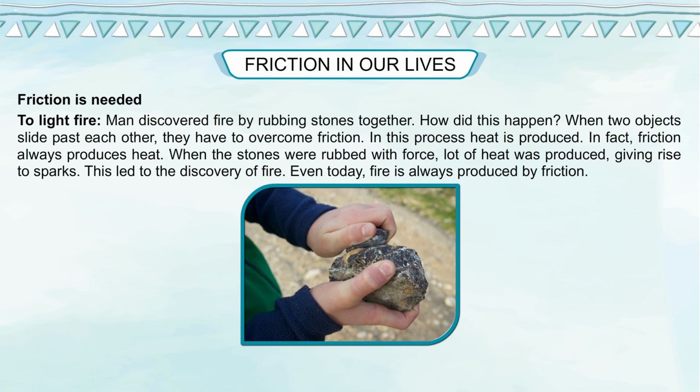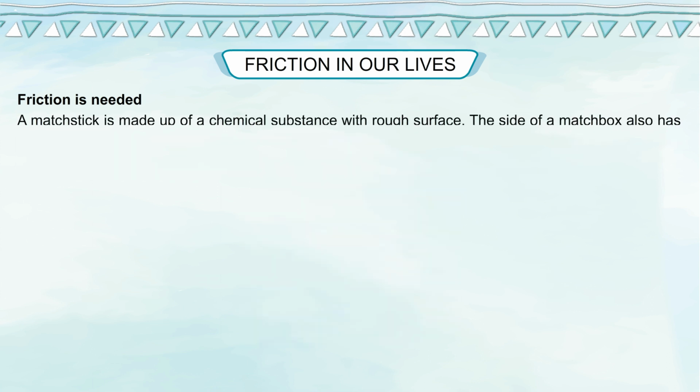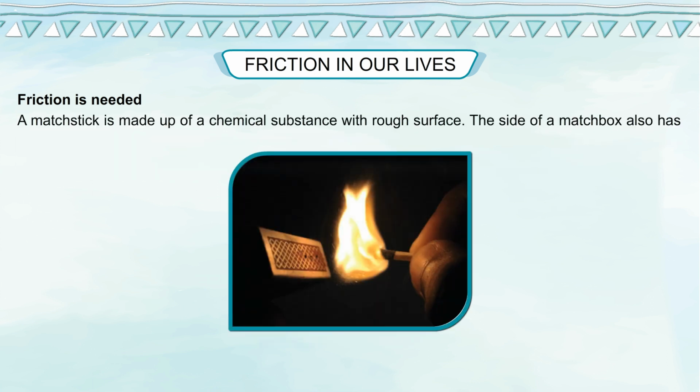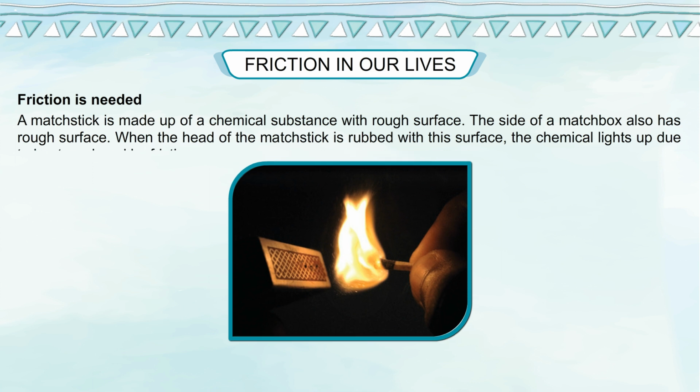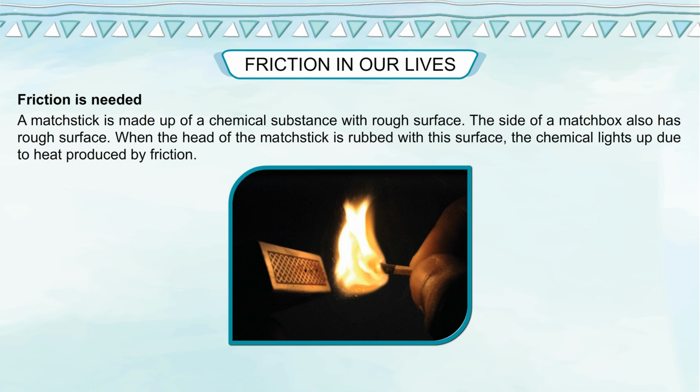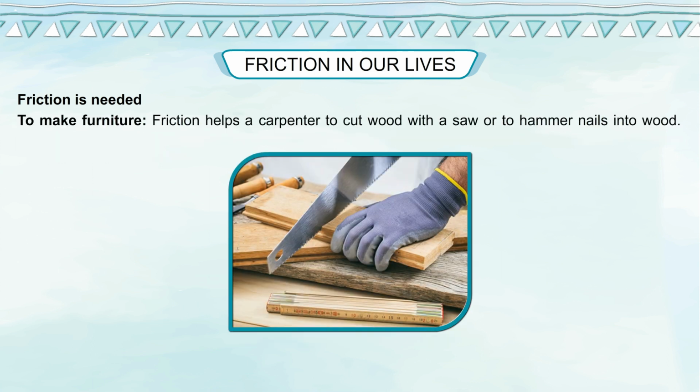Even today, fire is always produced by friction. A matchstick is made up of a chemical substance with a rough surface. The side of a matchbox also has a rough surface. When the head of the matchstick is rubbed with this surface, the chemical lights up due to heat produced by friction. To make furniture, friction helps a carpenter to cut wood with a saw or to hammer nails into wood. Without friction, the nails would not hold tightly.